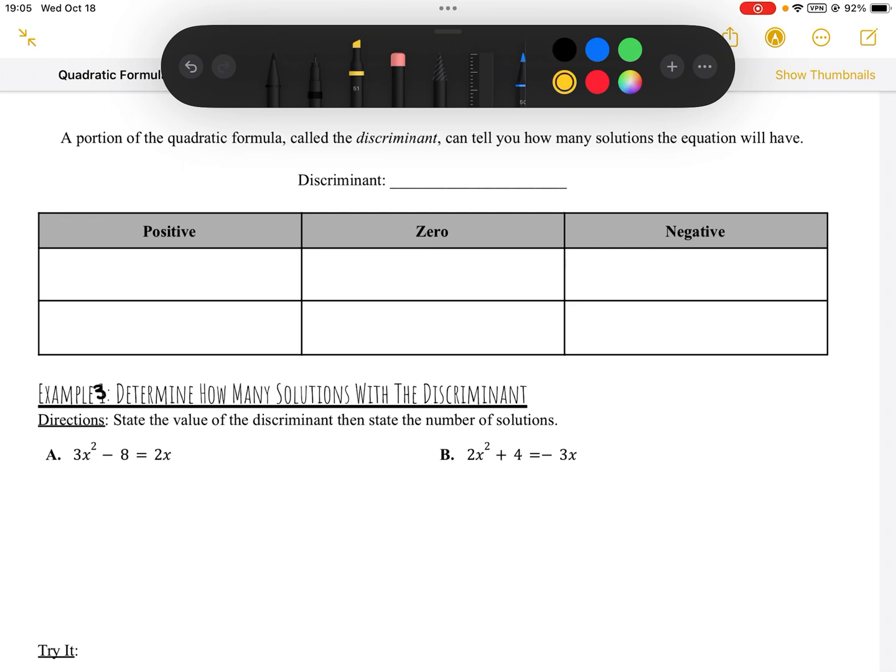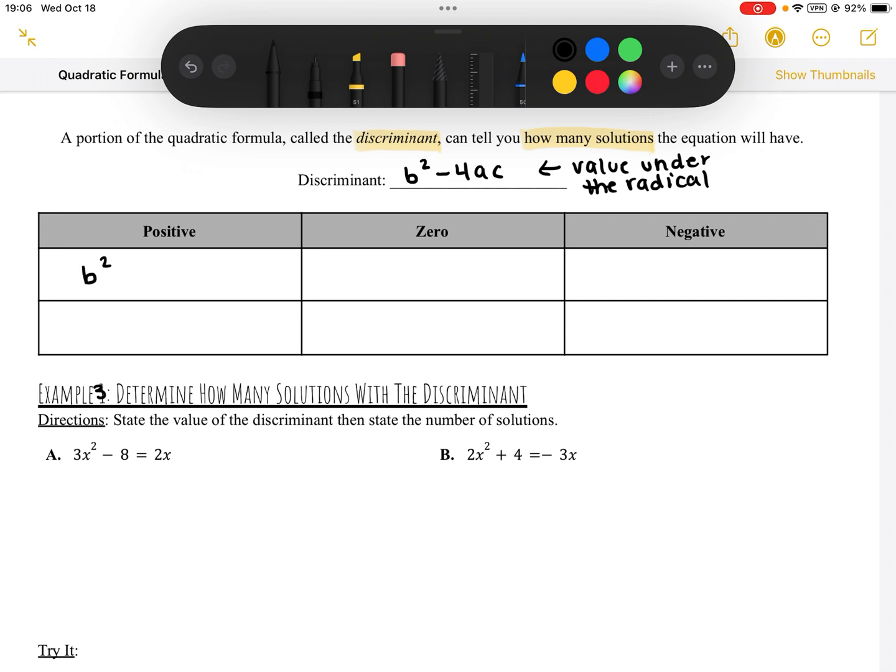In this example, we're going to look at a portion of the quadratic formula called the discriminant. The discriminant tells you how many solutions the equation will have. So the discriminant is b squared minus 4ac. This is just the value under the radical in the quadratic formula. So there's 3 cases that can happen. Your discriminant is either positive, 0, or negative.